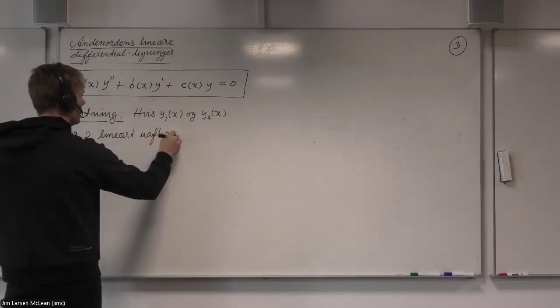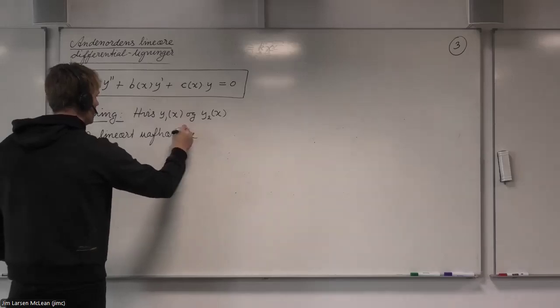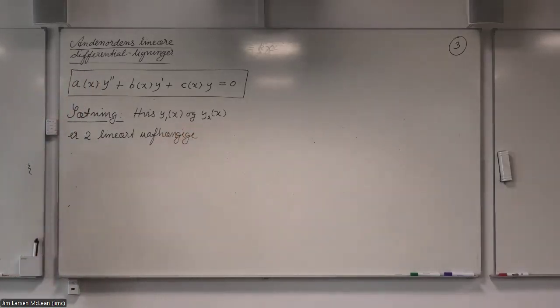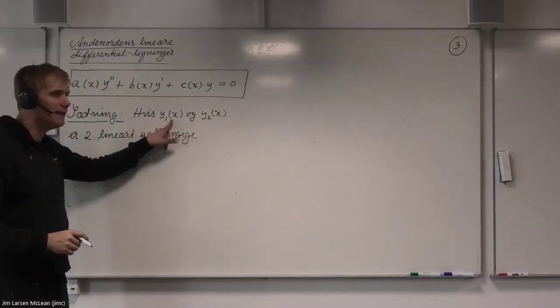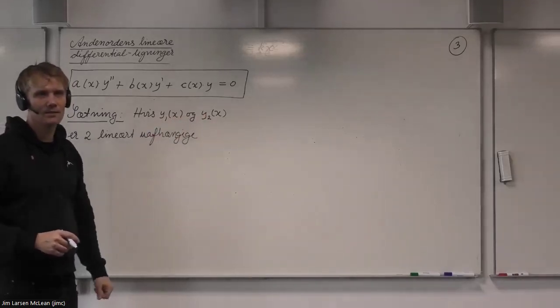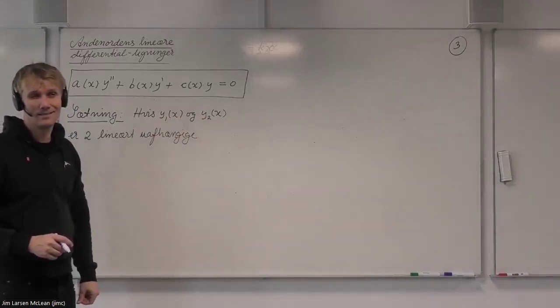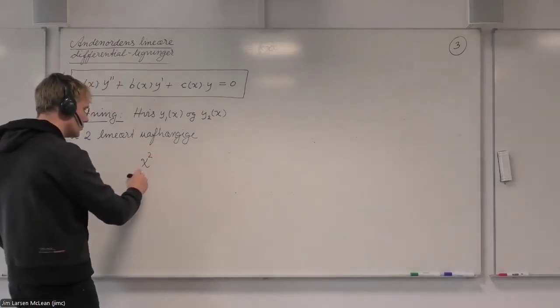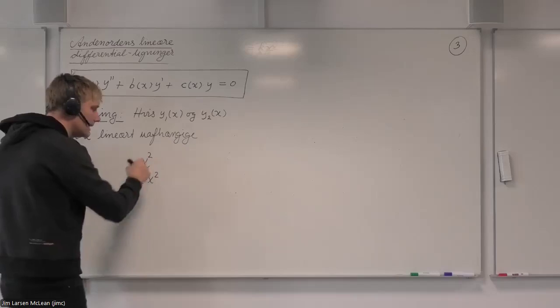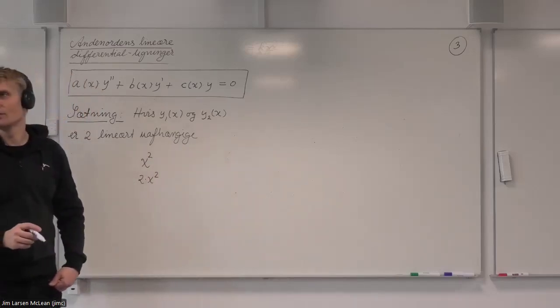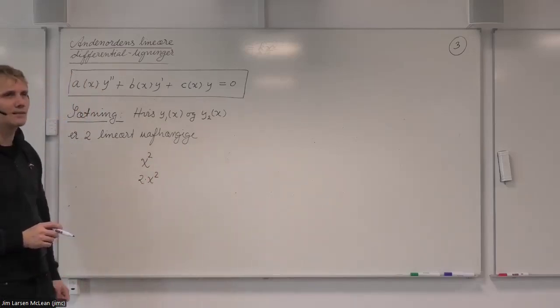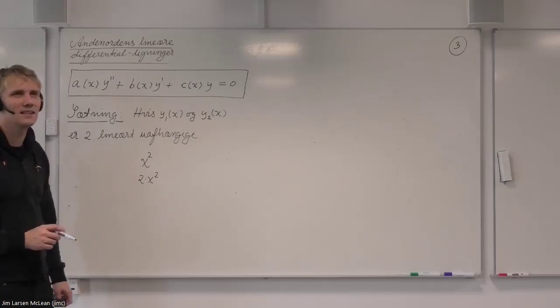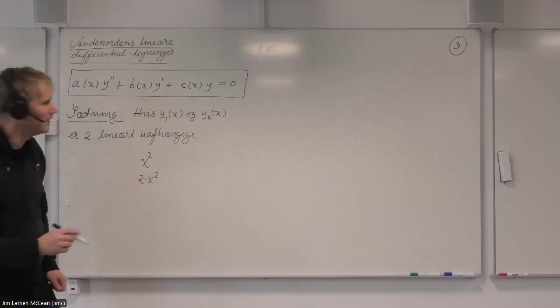And now we need what we learned in linear algebra. Because when something is linearly independent, it simply means that one y cannot be written as the other times a constant. So if one solution is called x squared and the other is 2x squared, are they linearly independent? No, they are not. Because 2x squared can clearly be written as a constant times x squared. Specifically the constant 2.